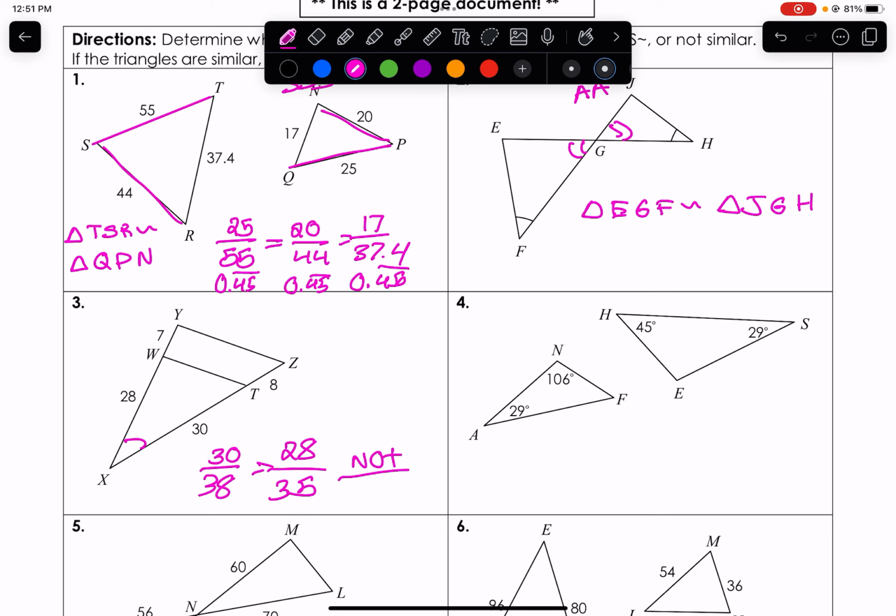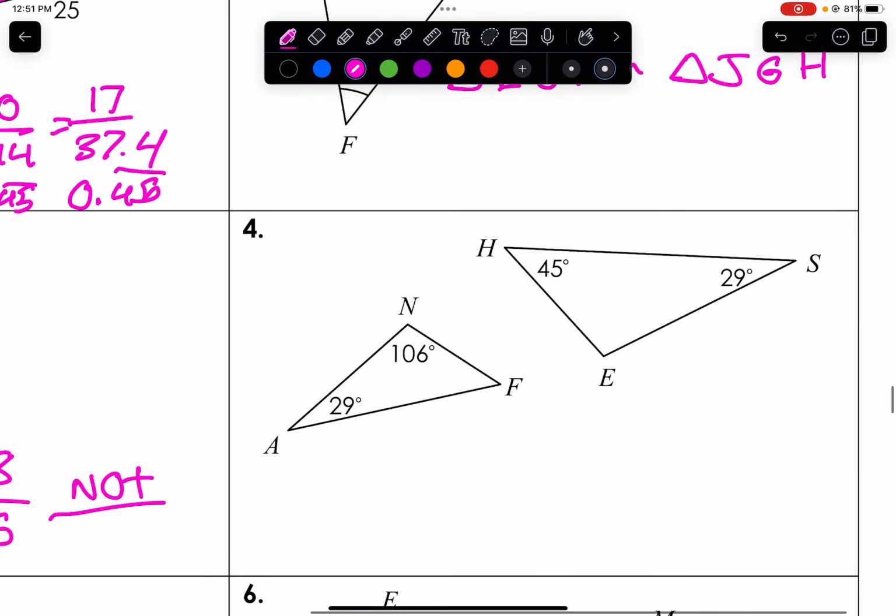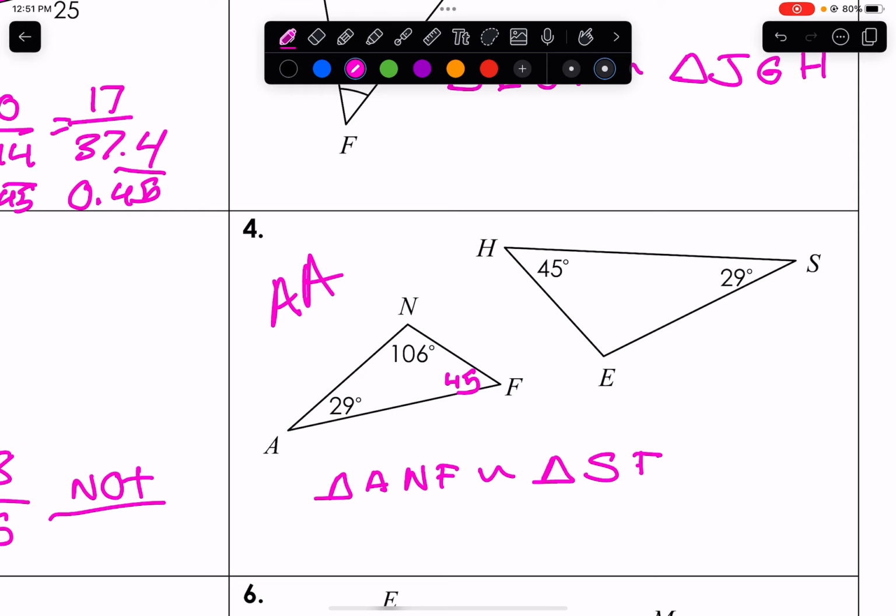Here we're going to see if we have two congruent angles. So 180 minus 106 minus 29. This would be 45. So yes, these are similar by AA. So triangle ANF is similar to triangle SEH.